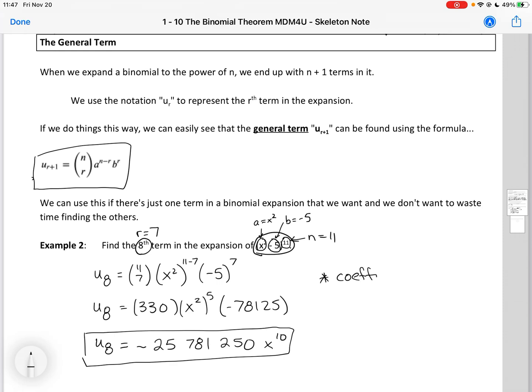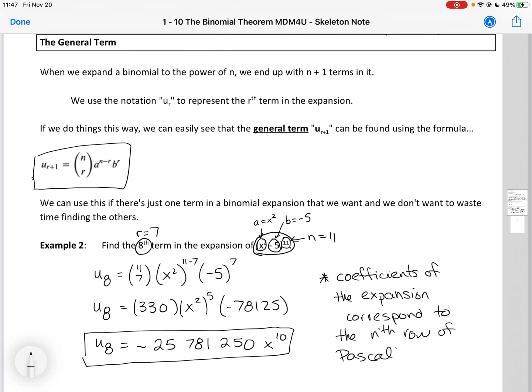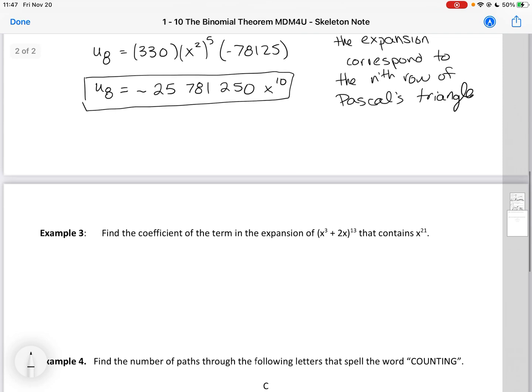Okay. You should also note that the coefficients of the expansion are going to correspond to the nth row of Pascal's triangle, which is a neat connection. If you choose to use that, you can maybe make yourself a little bit more efficient.